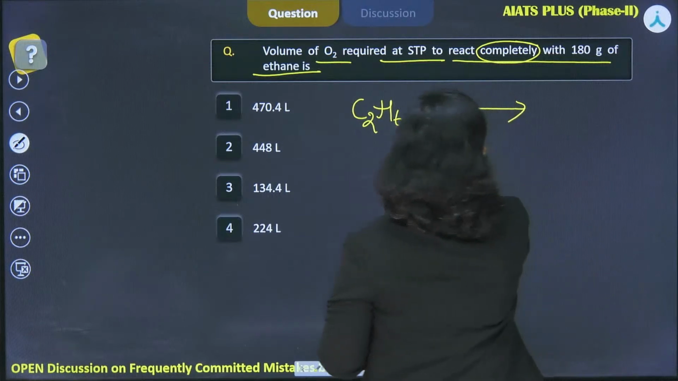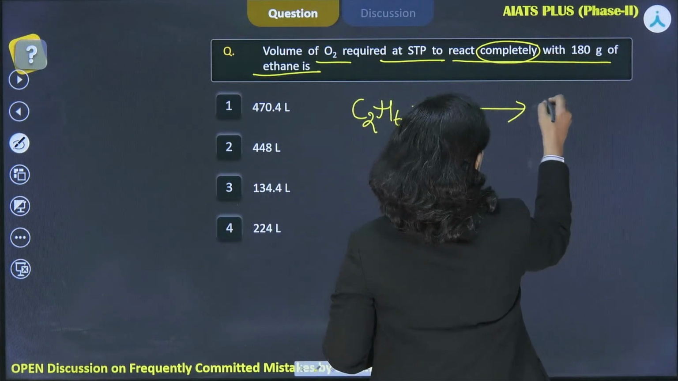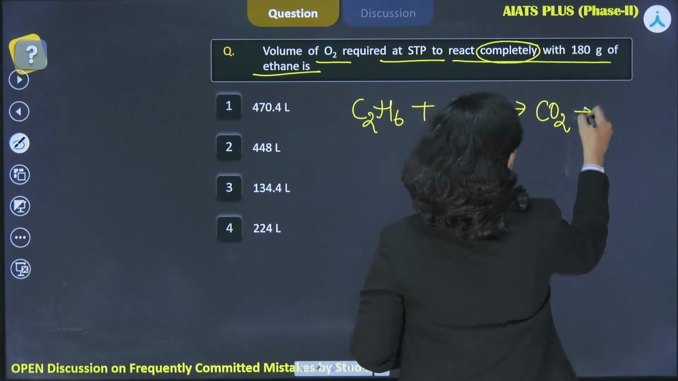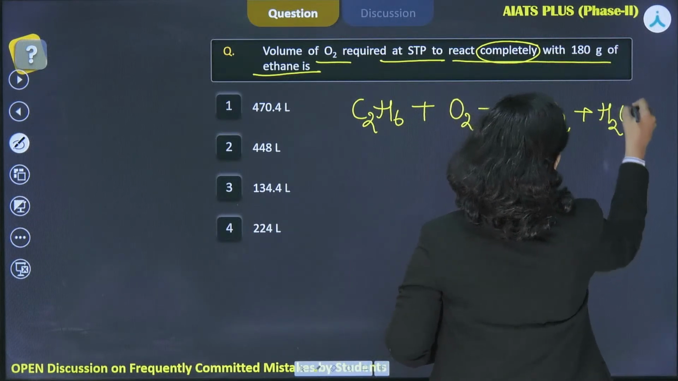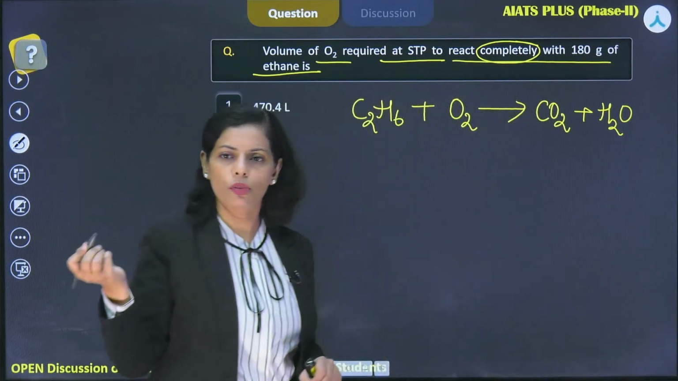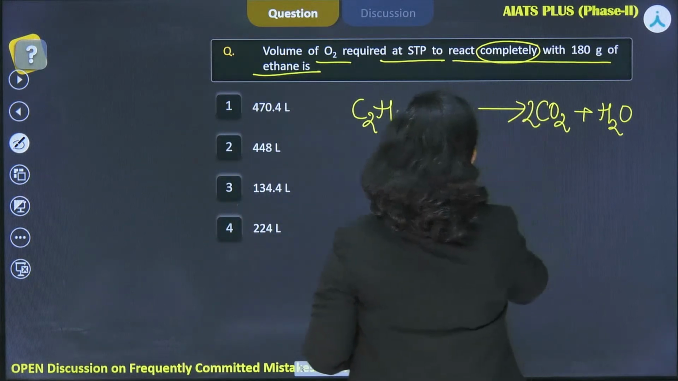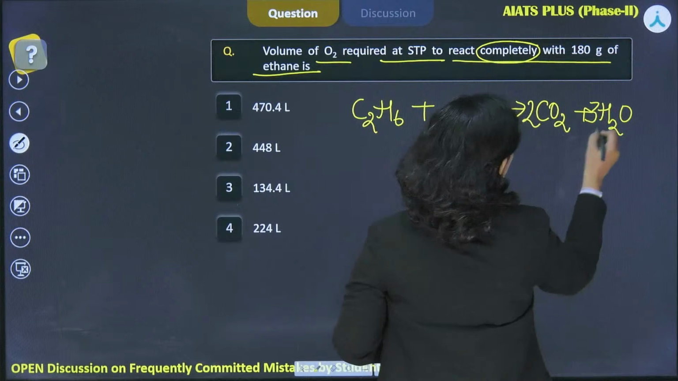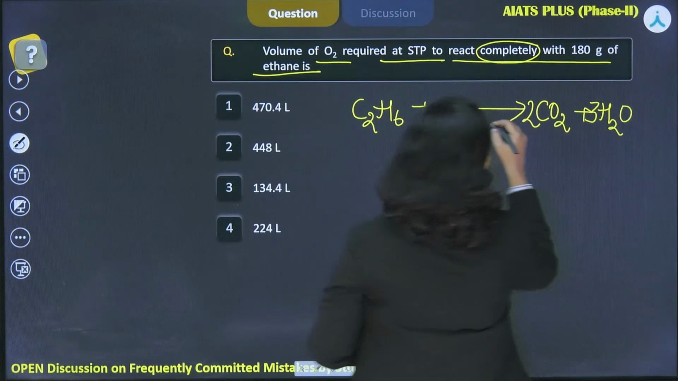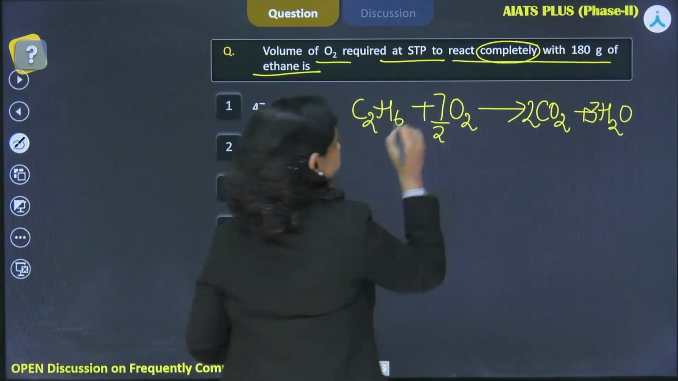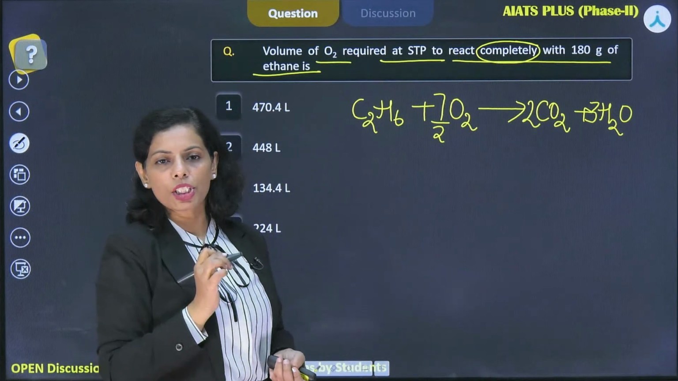Okay. So C2H6, when burnt, it forms CO2 and H2O, right? And an enormous amount of heat would be released, right? So this is combustion. Let's balance this. 3H2O. Now oxygen is 4 plus 3, 7. So I can mark here 7 by 2. This is the balanced chemical equation, right?